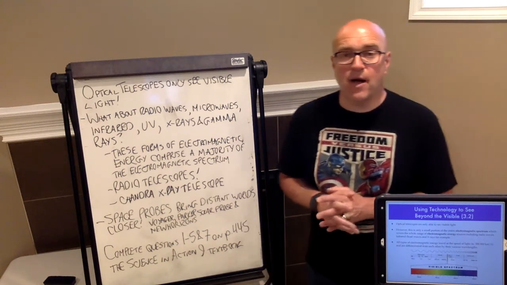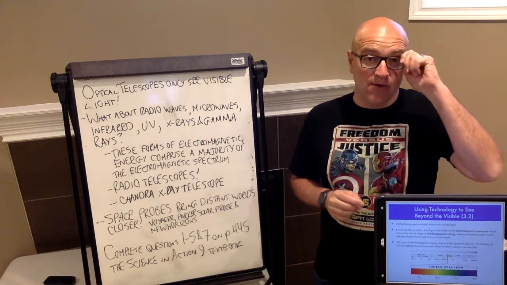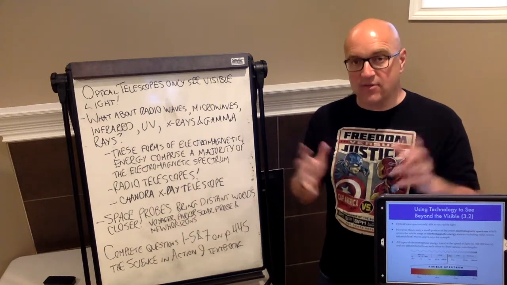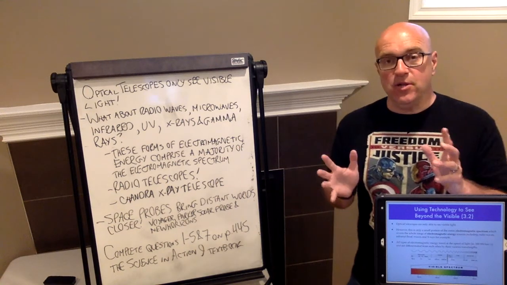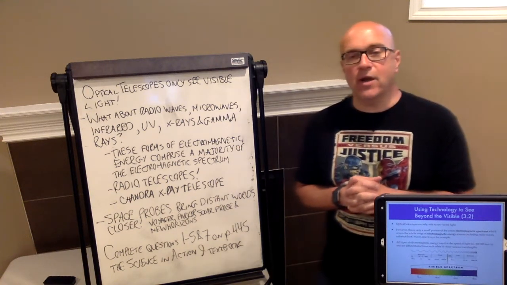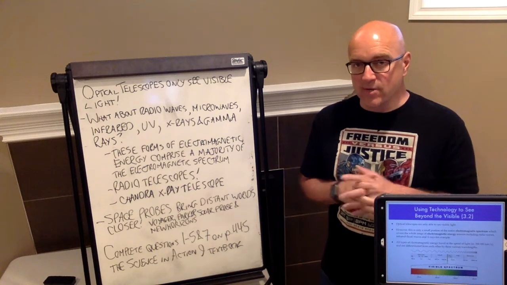Last day I talked to you about optical telescopes, which allow us to see very faint, distant objects in the sky that we can actually see in the visible light spectrum. But what about things that we want to see that are beyond the visible light spectrum?